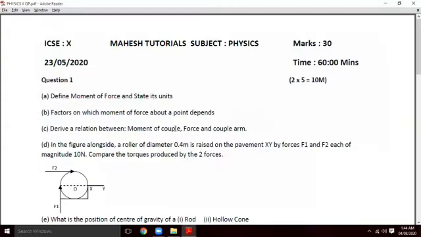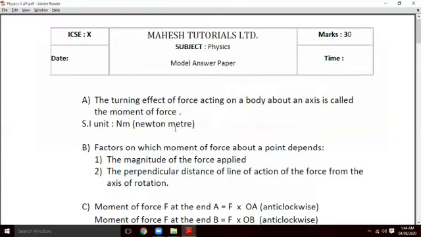Second question says factors on which moment of force about a point depends. The two factors on which the moment of force depends are the magnitude of the force applied or the quantity of force applied. Both the words are absolutely fine. The second factor is the perpendicular distance of line of action of force from the axis of rotation. This word perpendicular is a very important word, so it has to be there in your answer. Also, mention the distance between the two things that we're talking about.